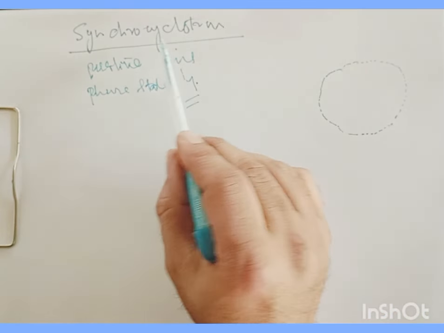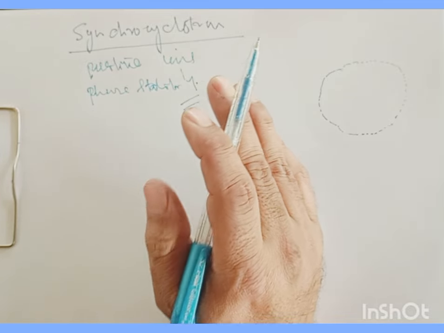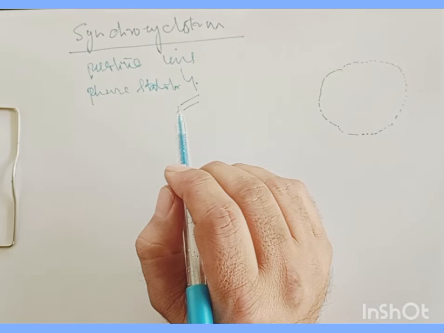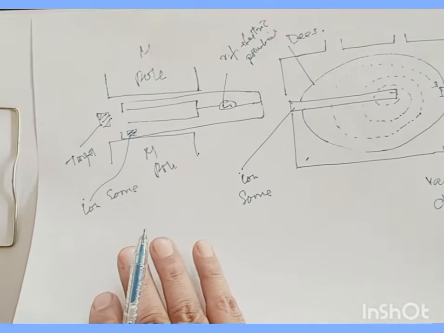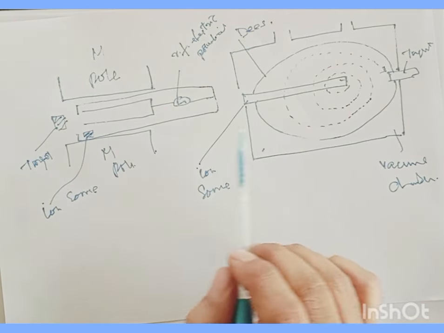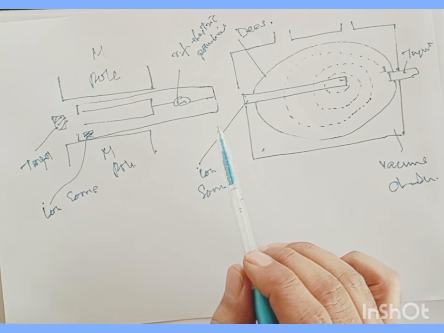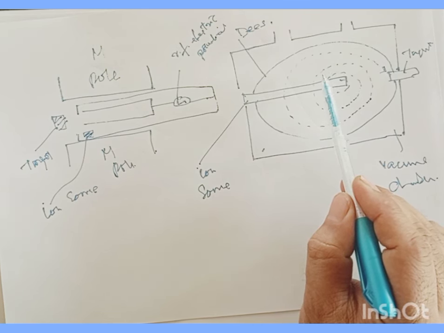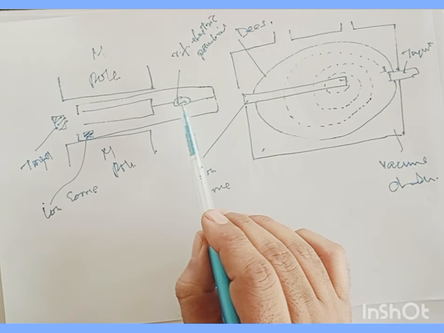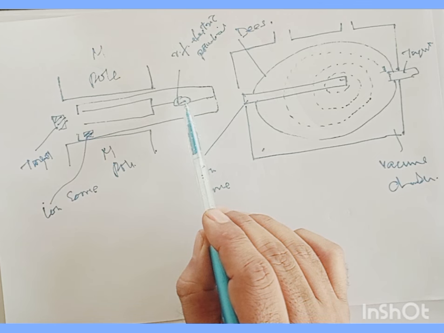Now, the name synchrocyclotron was suggested by Macmillan due to the similarity of this machine's behavior, at least in some respects, to the synchronous motor. In this particle accelerator, the number of revolutions made by the ions need not be kept small. So what we do for that is the peak RF voltage that we supply through this RF oscillator is kept smaller than what is used in a cyclotron.